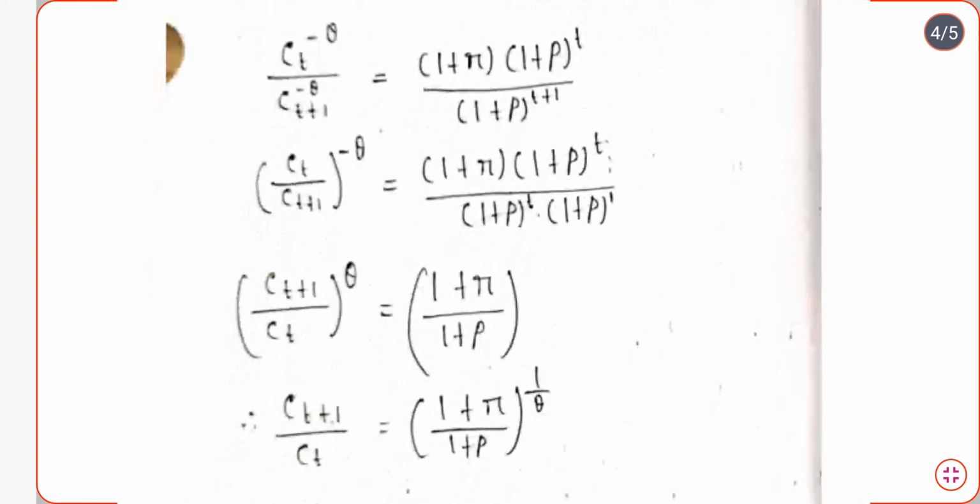Now after deriving this, at first we will try to divide this and cross multiply this, and we will try to find out Ct plus 1 divided by Ct, and at the end we have found out Ct plus 1 by Ct, and that is (1 plus r) divided by (1 plus rho) to the power 1 by theta. This is a very easy derivation. You can watch the derivation. This is not a very difficult derivation. Anybody can understand this derivation.